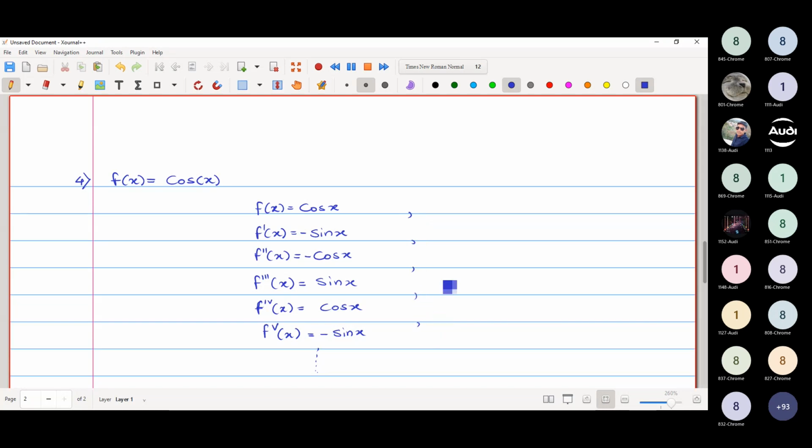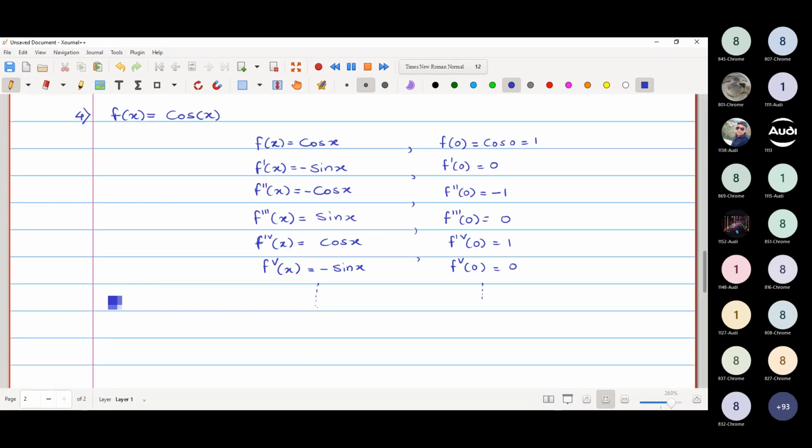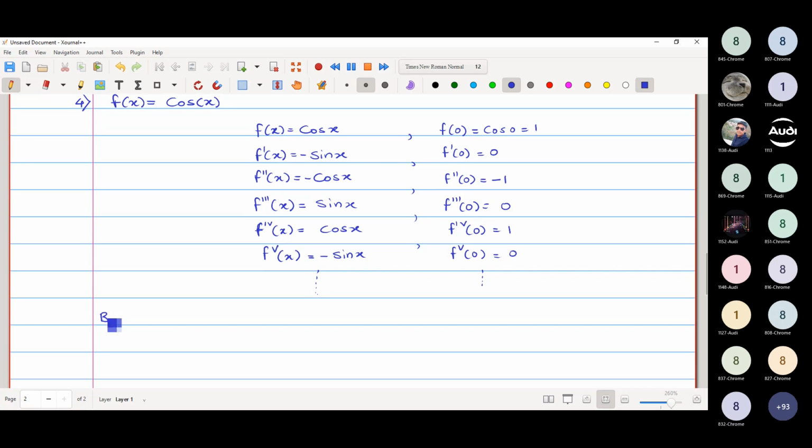Okay, now for Maclaurin's theorem, I need the values of all these things at 0. So what is f of 0? It will be cos 0, which is 1. What is f dash of 0? It will be 0. What is f double dash of 0? Minus 1. What is f triple dash of 0? 0. F fourth dash of 0? 1. F fifth dash of 0? 0 again.